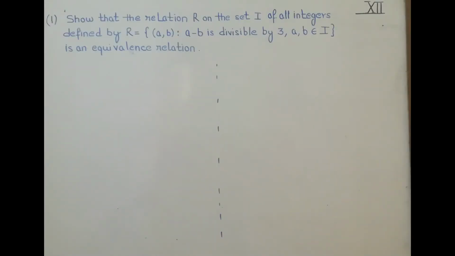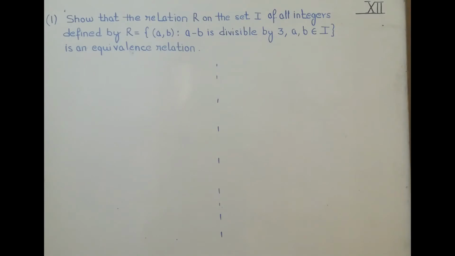Now see, in this question they have asked us to show that the relation R on the set of integers defined by a minus b divisible by 3, where a and b belong to the set of integers, is an equivalence relation. Now we have to prove this relation to be equivalence. To prove a relation to be equivalence, we need to prove that it is reflexive, symmetric and transitive.